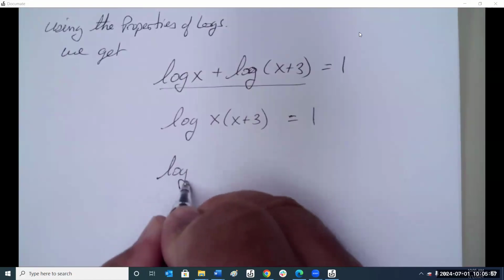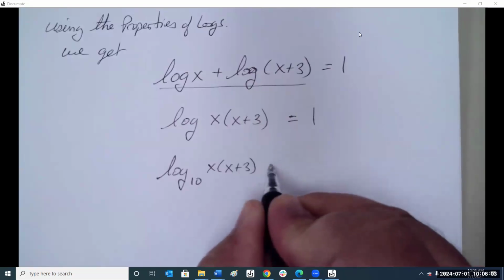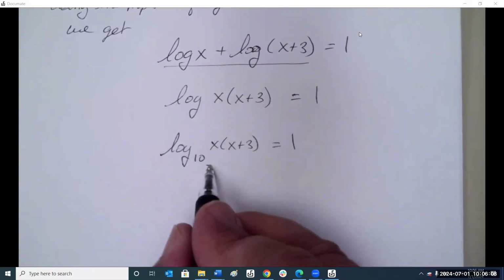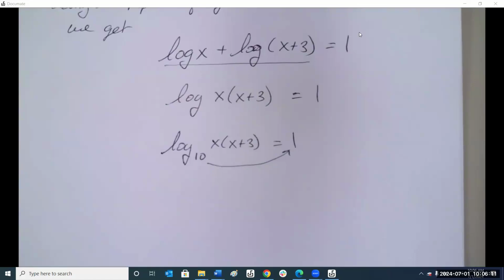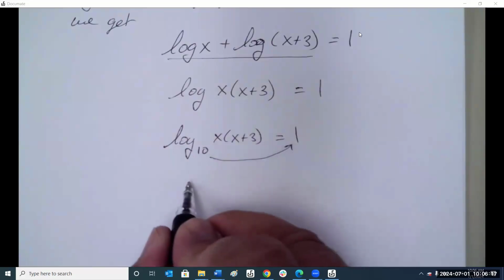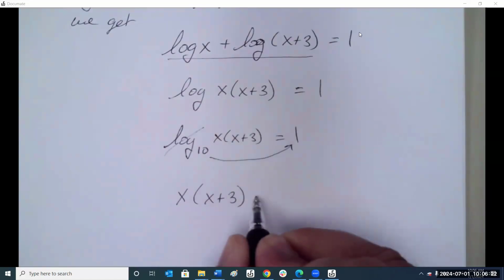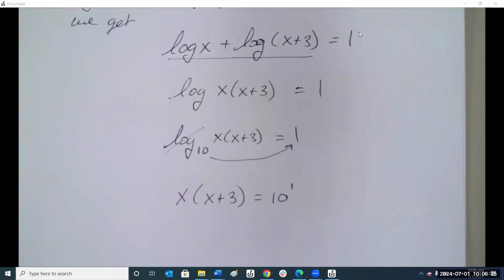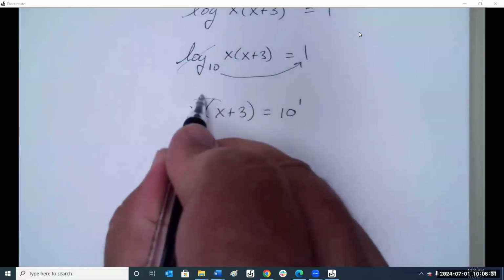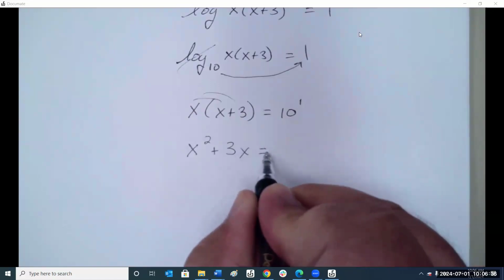This is a log base 10 of x times x plus 3. So once you have a log on one side and a number on the other side, we can convert it to exponentials. The base goes to the other side, the log drops off, and x times x plus 3 equals 10 to the power 1. Get rid of the parentheses. We get x squared plus 3x equals 10.